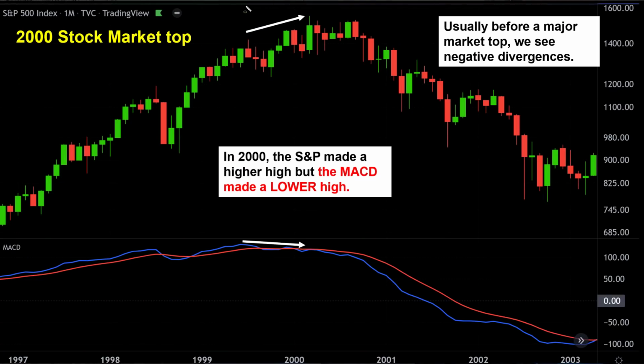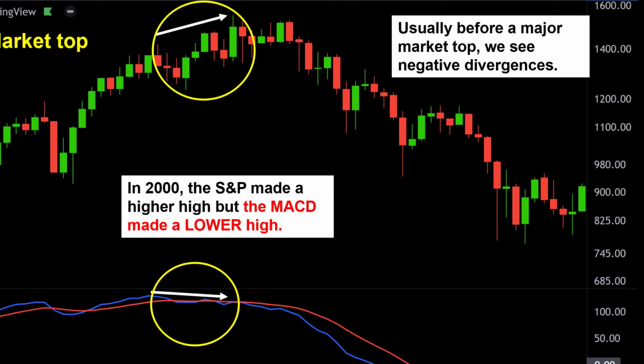Let me give you one more example. This is in 2000. Before the major dot-com crash on the S&P, notice what happened there. You had a very clear negative divergence on the monthly chart of the S&P before the major market crash started. Okay, guys? So again, as Houman said, and is quite right, typically before a major market top or the start or continuation of a downtrend or a bear market, you typically see negative divergences on the higher time frames. For example, the monthly chart.